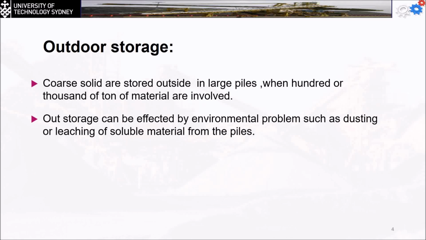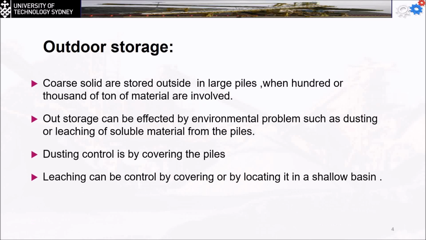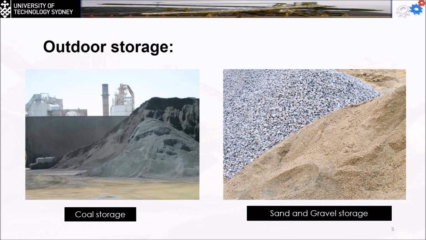The outdoor storage can be affected by environmental problems such as dusting or the leaching of the soluble material from the piles. Dust control by covering the piles is going to be the only solution we have. And leaching can be controlled by covering or by locating it in a shallow basin. So the coal storage usually is going to be in big piles, no need to be covered in most of the cases. And the same thing for the sand and the gravel storage.